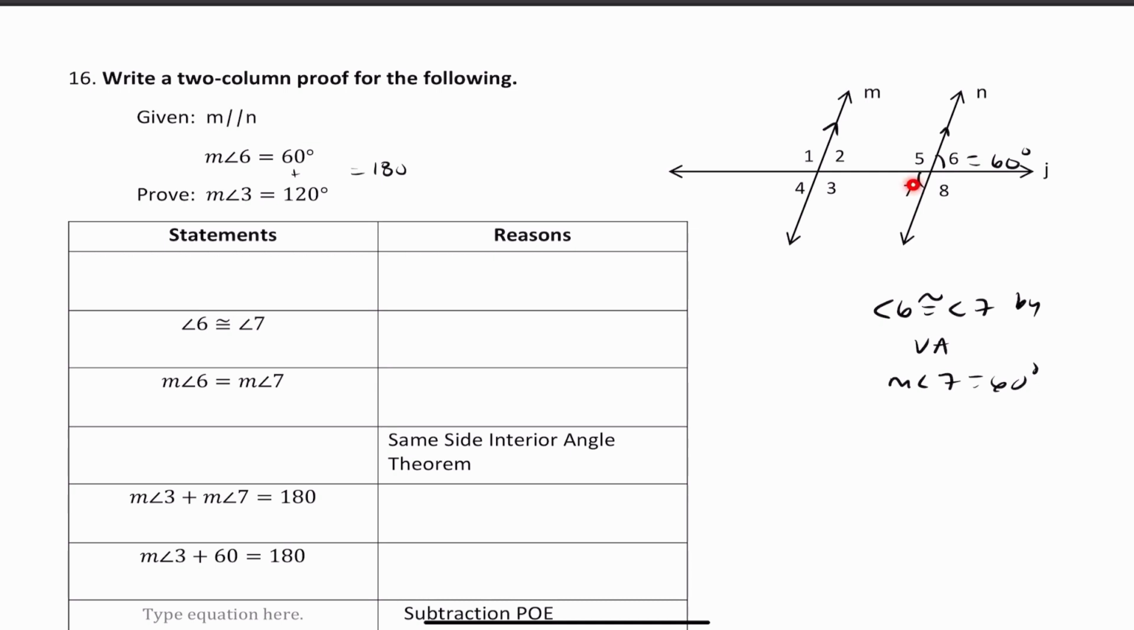So this is 60, 120, same side. Angle 3 and angle 7 have to be supplementary by same side interior angles. They have to be. So could that be my game plan here? Let's go ahead and try and test all that out.